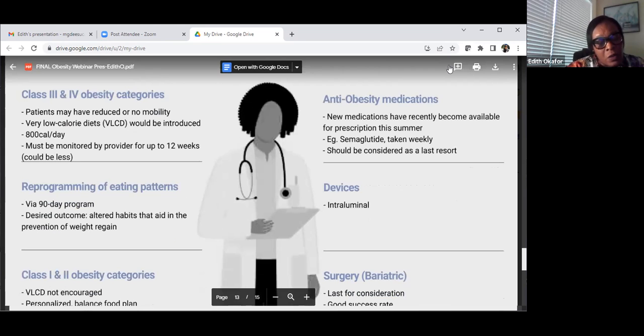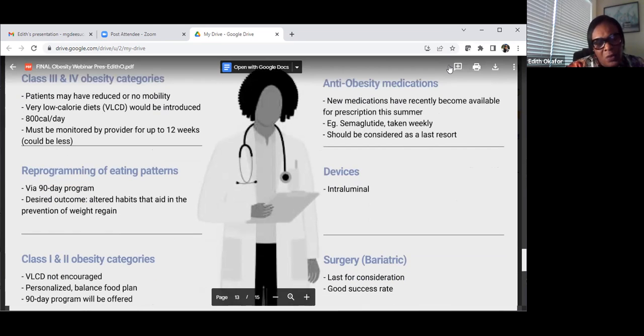So for class 1 and 2, we don't really encourage this VLCD, but it could be personalized, to be honest, because it depends on the patient and the history I have gotten from the patient. I might decide to create a plan. How about introducing you to 2 shakes a day and a meal, and then we taper it down? It all depends on what is in front of me. You might not have to be on it, you might be on it, but it depends on the patient's needs.